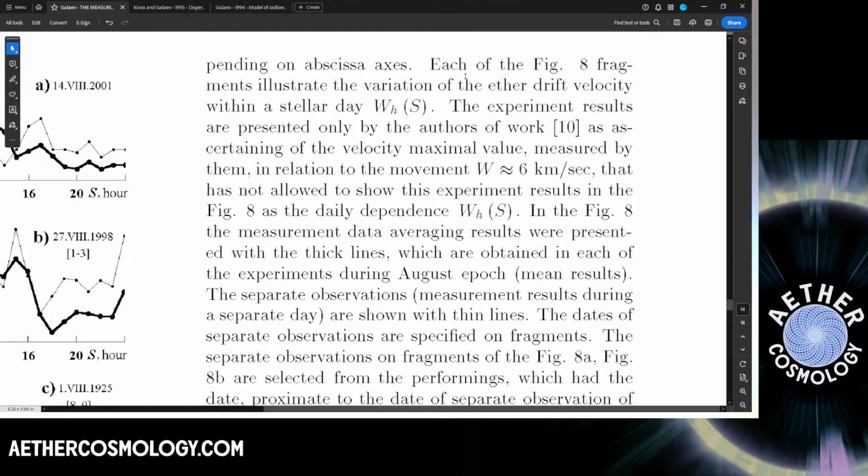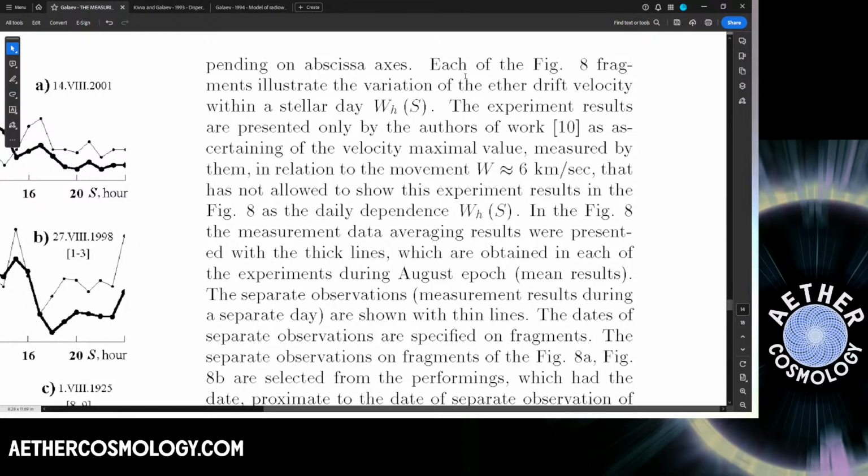Each of the figure 8 fragments illustrates the variation of the ether drift velocity within a stellar day, WH. The experiment results are presented only by the authors of the work of citation 10 as ascertaining of the velocity maximal value measured by them in relation to the movement of W approximately equal to 6 kilometers per second. It is not allowed to show these experiment results in figure 8 as the daily dependence WH of sidereal time.